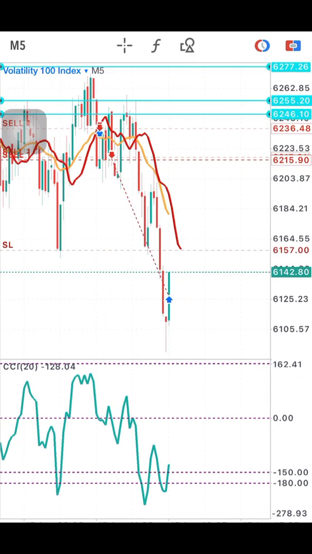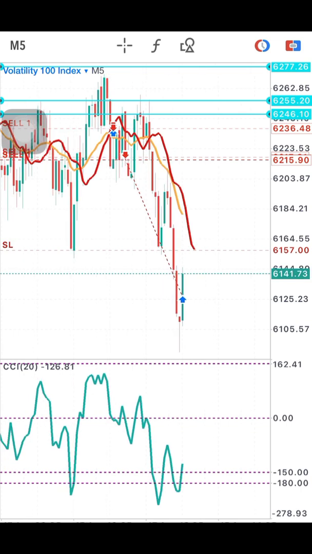See, the market is coming to hit our stop loss and go. Oh, we have already booked all profit.